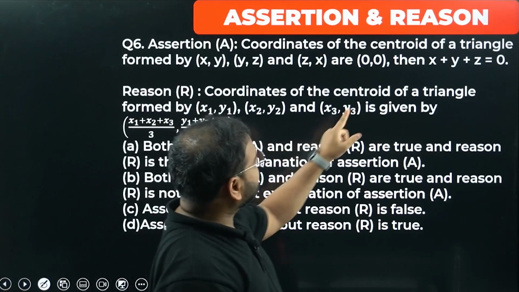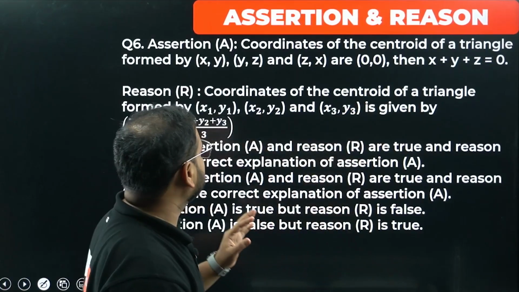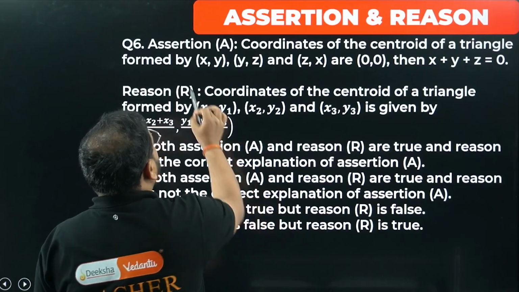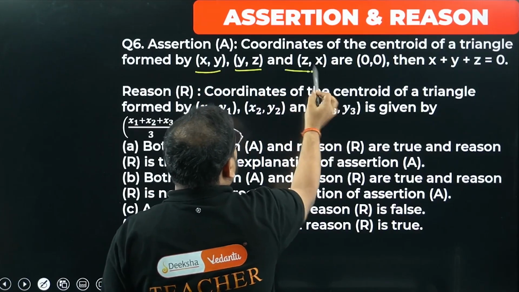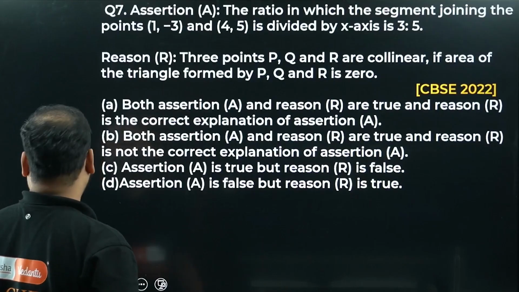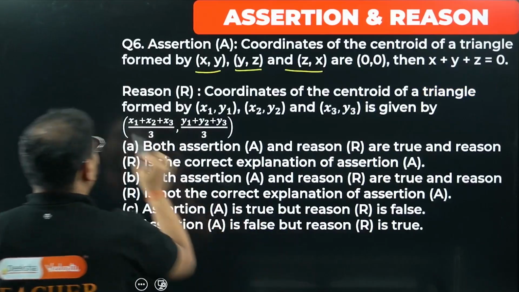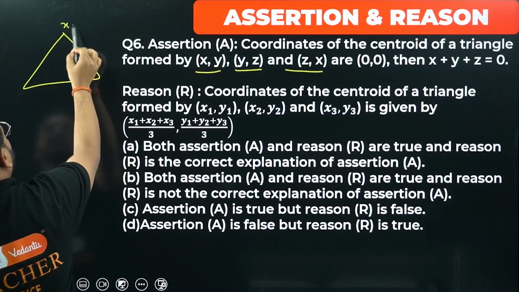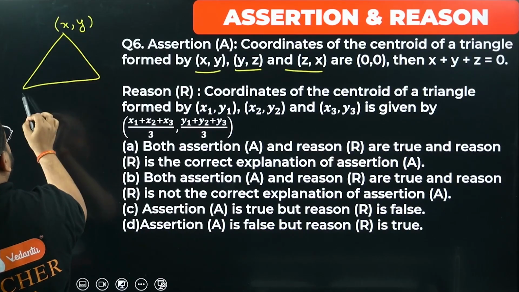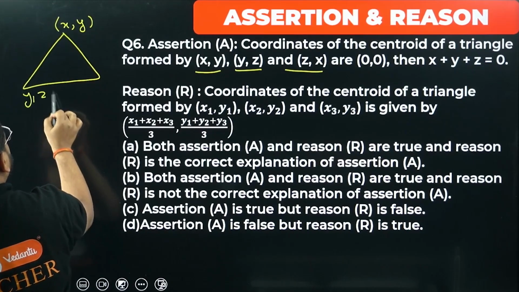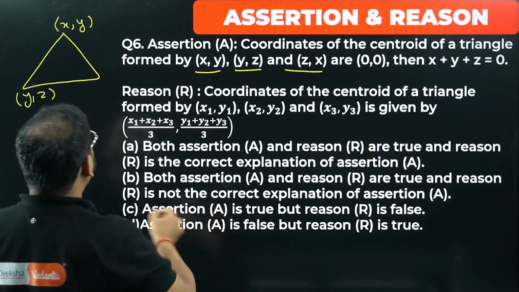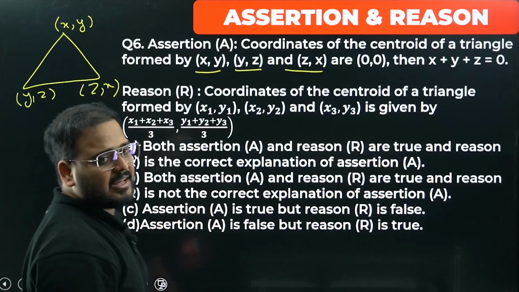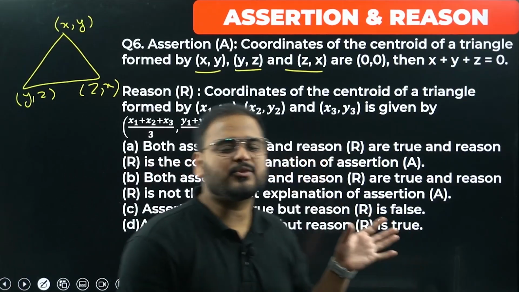The coordinates of the centroid of a triangle with the vertex coordinates given like this: x comma y, y comma z, z comma x. Okay, have a look. This is x comma y, this is y comma z. Sir, how is this possible? Okay, just some values given like that. Z comma x. So x coordinate, and the coordinates basically the x, y, z, don't think of the axes.